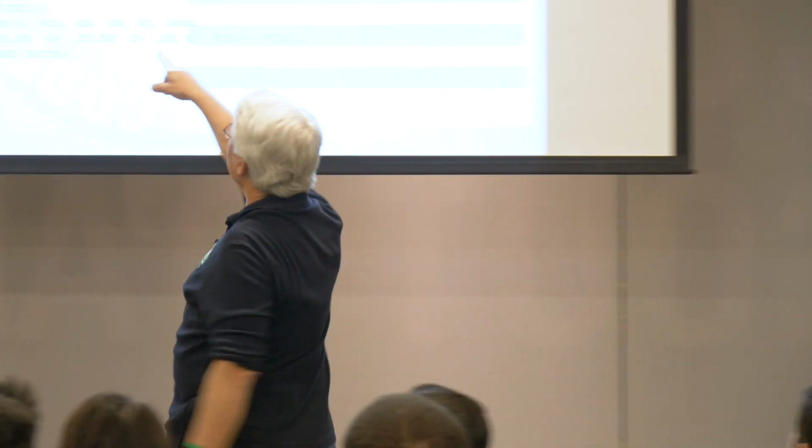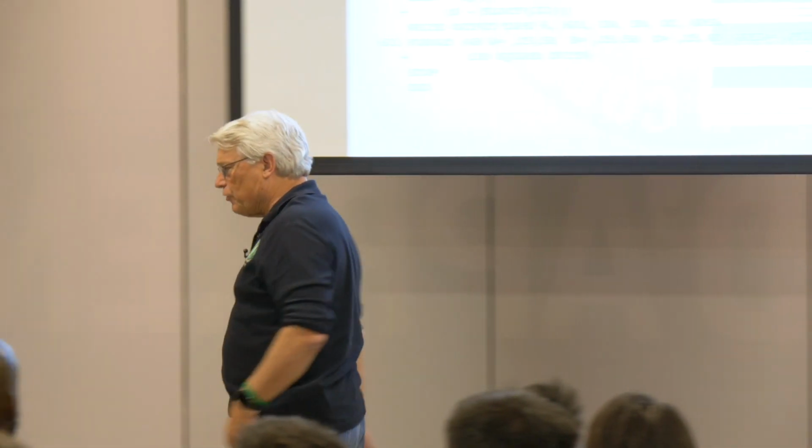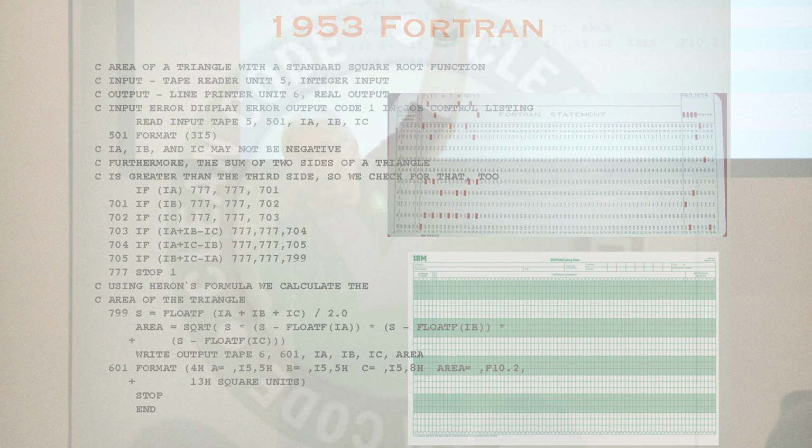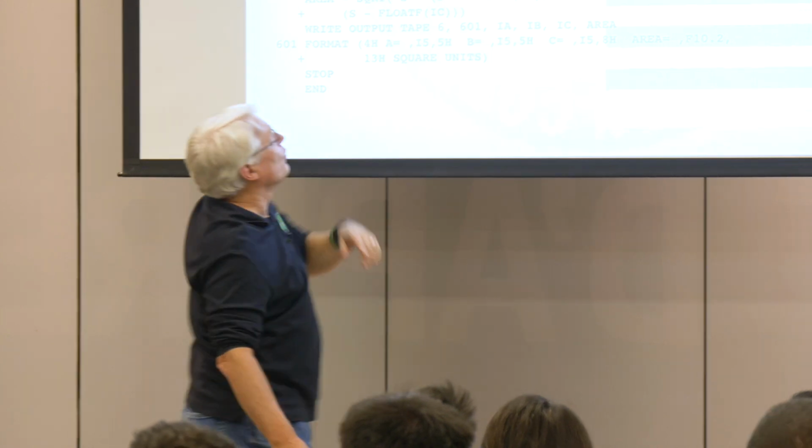This is Fortran. This little code here, just to give you an idea of how primitive this language is. This if statement here, oh yes, we had if statements. This if statement says, well, if the quantity IB plus IC minus IA is negative, then jump to line 777. If it's 0, jump to line 777. If it's positive, jump to line 799. That was an if statement. That was the only if statement in early Fortran.